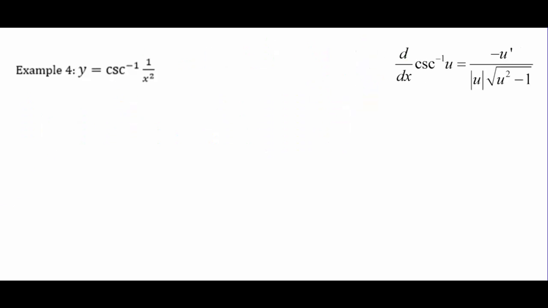Example 4, cosecant. Inverse cosecant of 1 over x squared. So we're going to use this formula, which has more u's than the other ones we've dealt with, but that's fine. Also, it has some absolute value bars around u, which is important that you put those. It may not seem like it's a big deal, but this u that's on bottom is only allowed to be positive because of the way it's derived, and if you want to go look that up, you can.